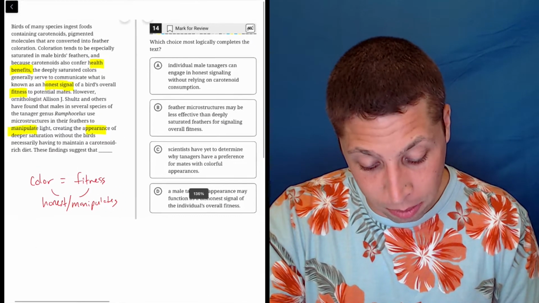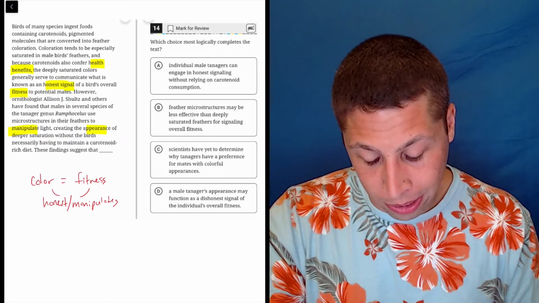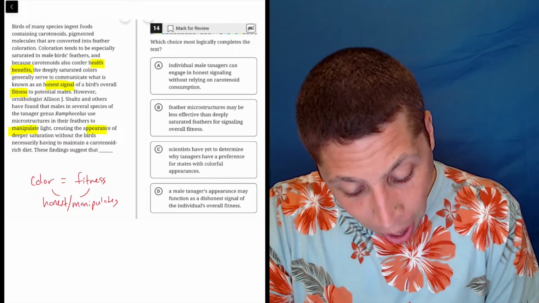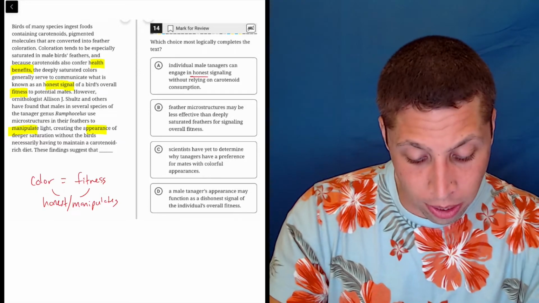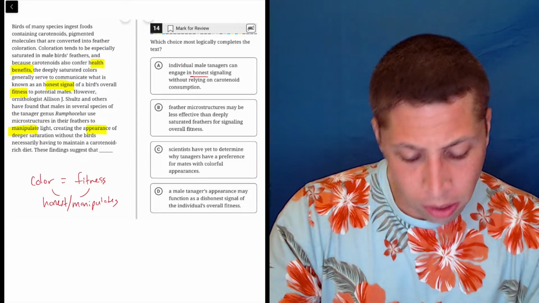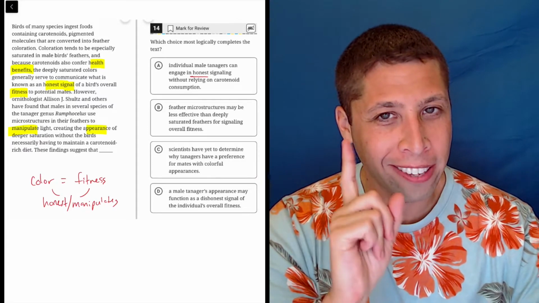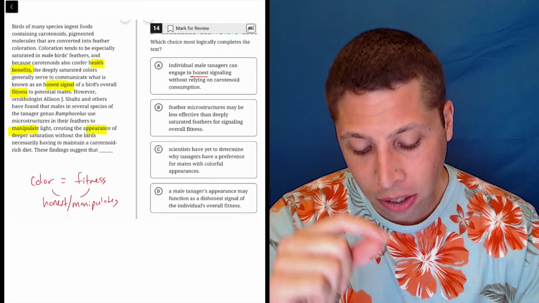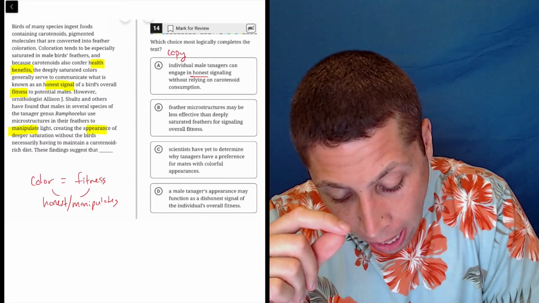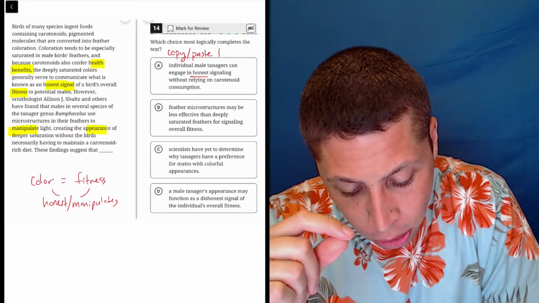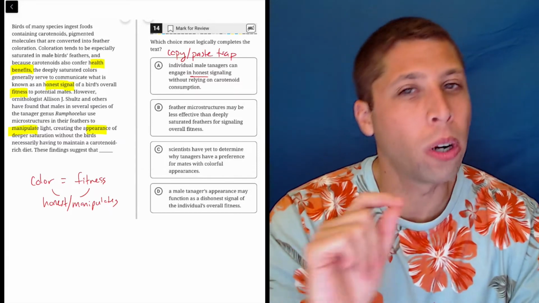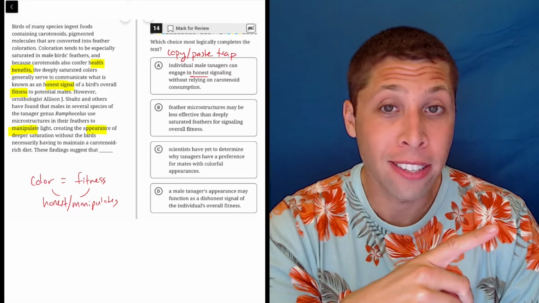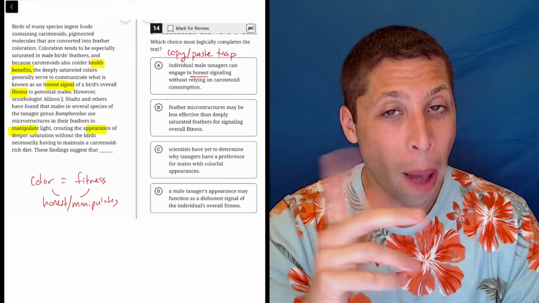So I don't know. Let's see what this means. Which choice logically completes the text? A: The findings suggest that individual male tanagers can engage in honest signaling without relying on carotenoid consumption. Well, there's that word honest, and that draws me in for sure. But to me, this is a copy-paste trap. Let me write that down. A copy-paste trap. They're using the same word, hoping that your brain goes, oh, it's in the lines, and it's in the choice. That's good. I'm going to pick it, right?